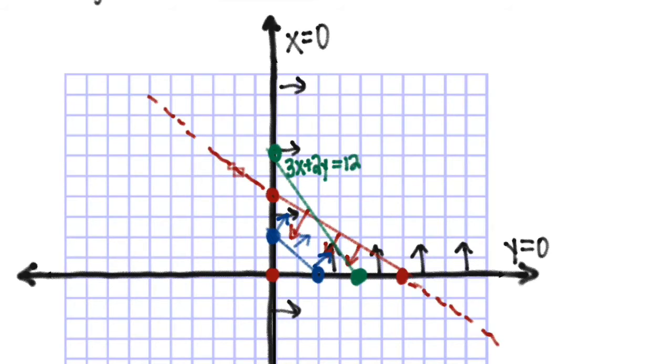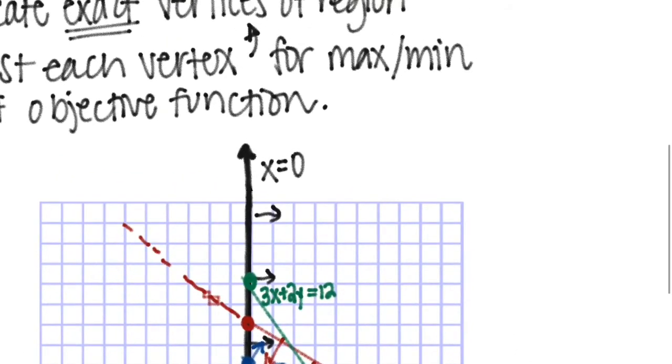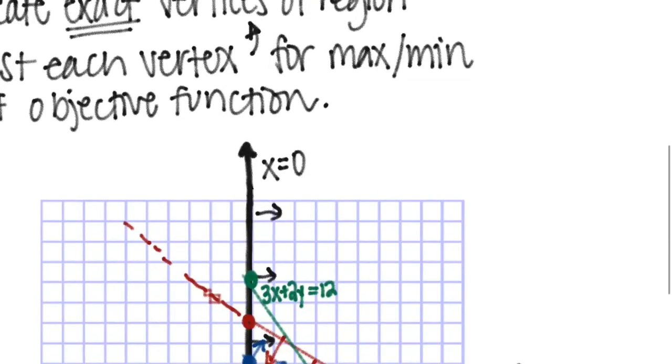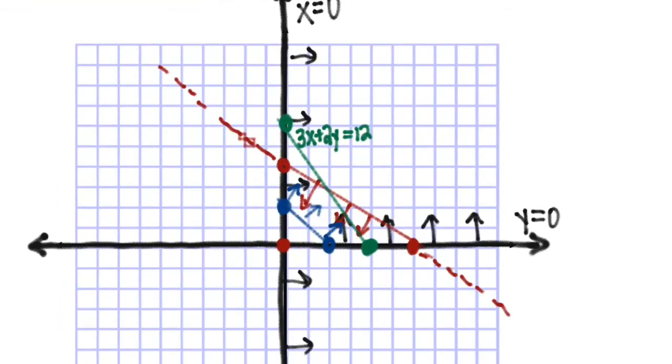I'm going to put equal to 12 only because that's the boundary line. Now, the inequality is less than or equal to 12. That's going to keep me shaded this way. So I can see that I have this region right here that is the feasible region.